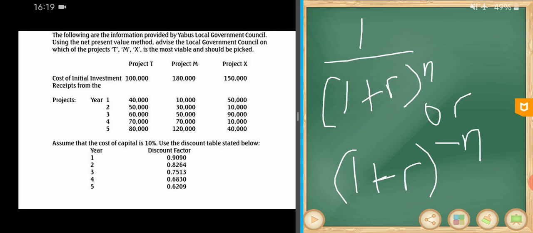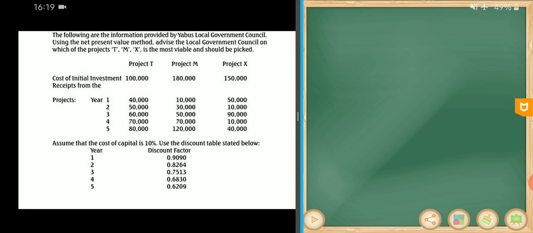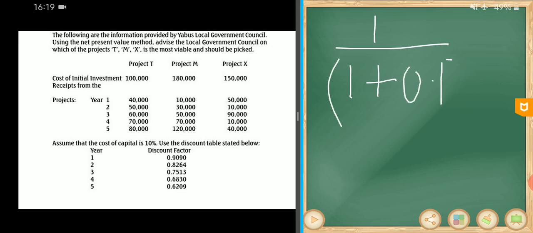Now how do we do it? Our r is our cost of capital and our n is the number of years. So for year 1, it will be 1 over 1 plus our cost of capital, which is 10%, converted to 0.1, raised to power 1, since we're calculating for year 1. So that will be 1 divided by 1.1 raised to power 1.